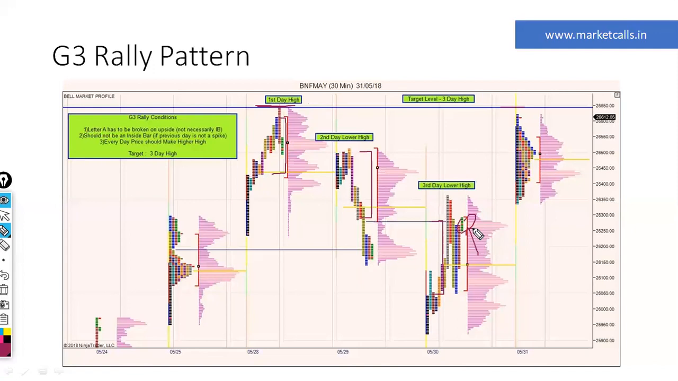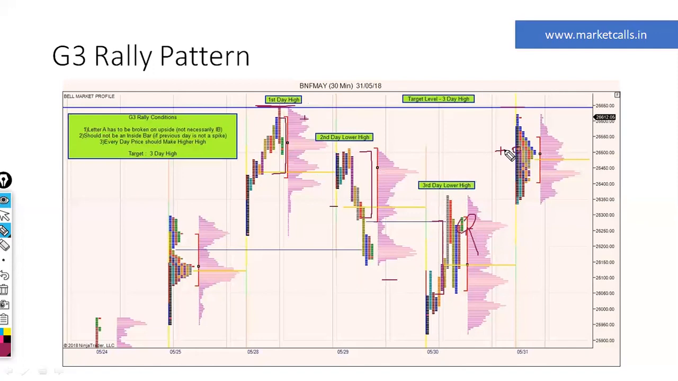This is one of the setups which came on May 31st, 2018. It's a monthly expiry also. One day before monthly expiry, we have the G3 pattern, so the next day is supposed to be expiry. If you look at the daily sentiment, it was positive here, it went negative, and the very next day the market opened and it turned positive. That is an indication that this market is going to show a short covering rally.